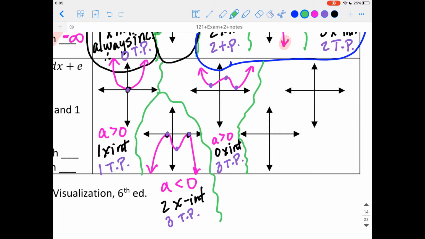For our next kid, so for this one, my a is less than 0. Again, it's upside down, it's reflected. And here I have 1, 2, 3, 4 x-intercepts. And I have 1, 2, 3 turning points.